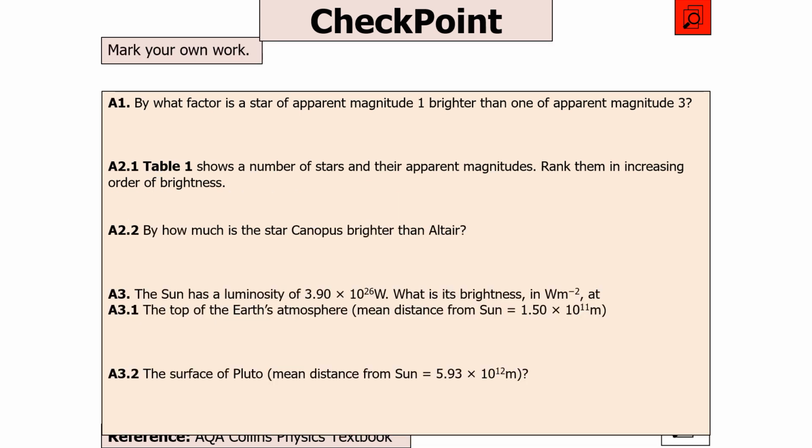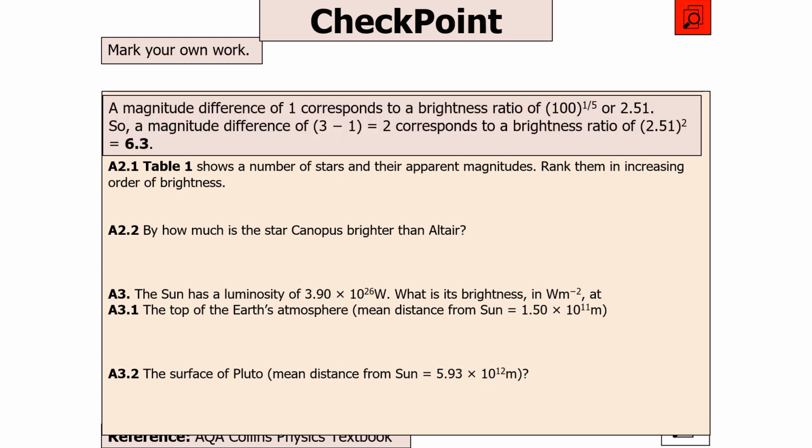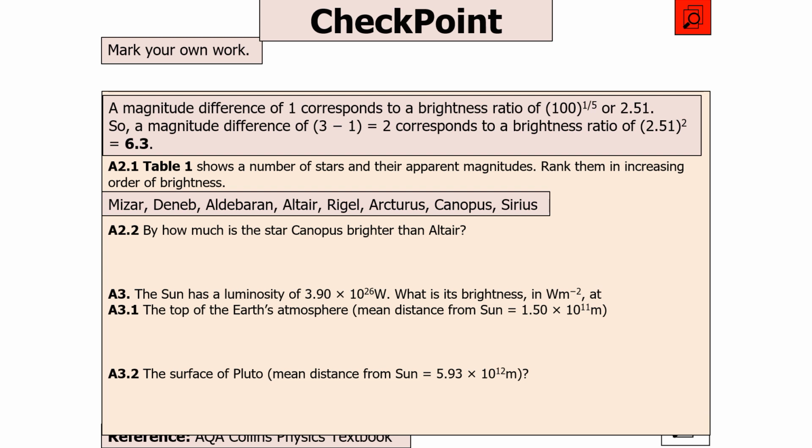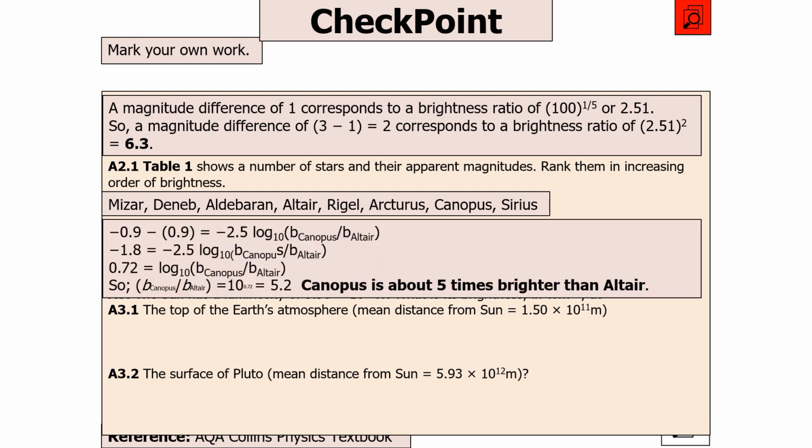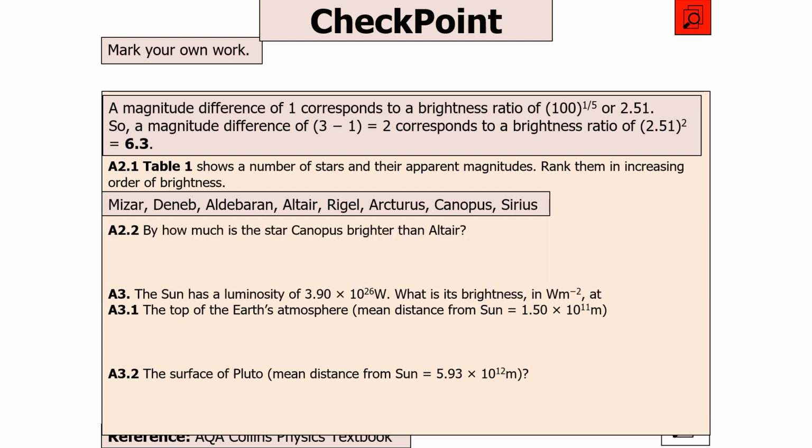Right, so like we said before, to work out the difference in brightness, it's 2.51 to the difference in the magnitude. So it's 2.51 to the power of 2, so that is 6.3. Now, the order of brightness, the brightest object is the most negative number, and the dimmest object is the highest number. So the stars should be ordered from most negative as the brightest to the dimmest at the biggest value. Now again, how much brighter is Canopus than Altair? So you do 2.51 to the power of the difference in the magnitudes, and it works through to be about 5.2 times brighter.